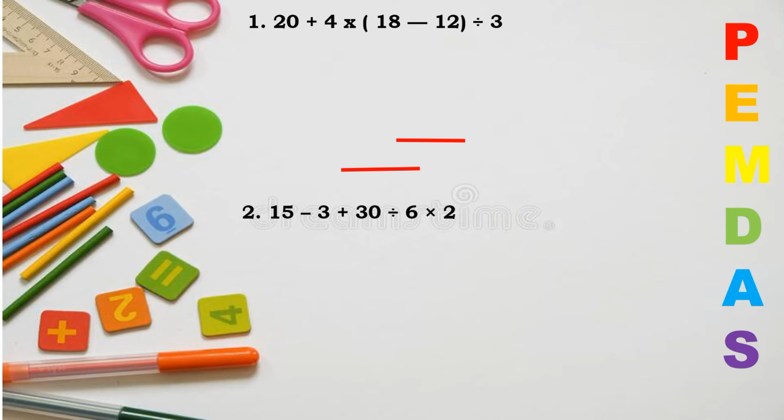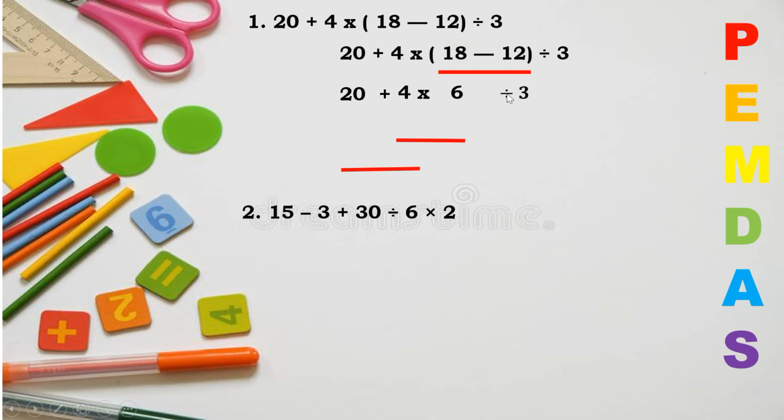20 plus 4 times 18 minus 12 divided by 3. So as you can see, we have a parenthesis here. Sabi, di ba, rule number 1 natin, kahit subtraction, multiplication, division, or kung ano pa yan na nasa loob ng parenthesis, sila po muna ang ating unang isosolve. So, ayan. Ibaba ang 20 plus 4 times. So, 18 minus 12, we have 6. Then, copy divided by 3.